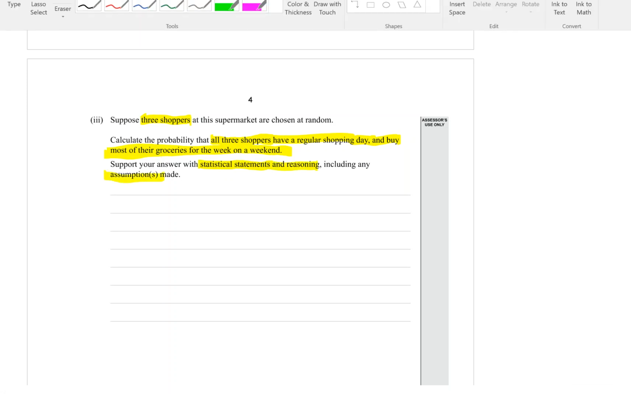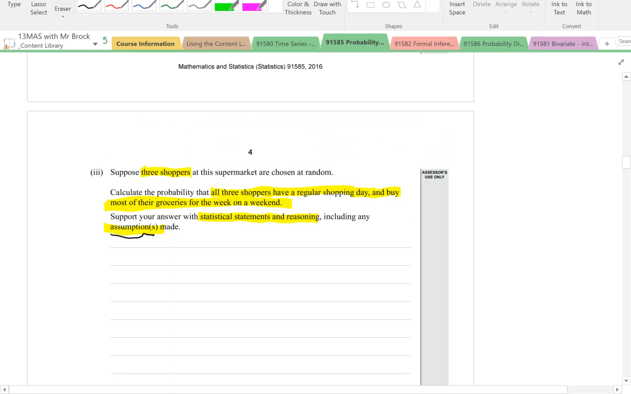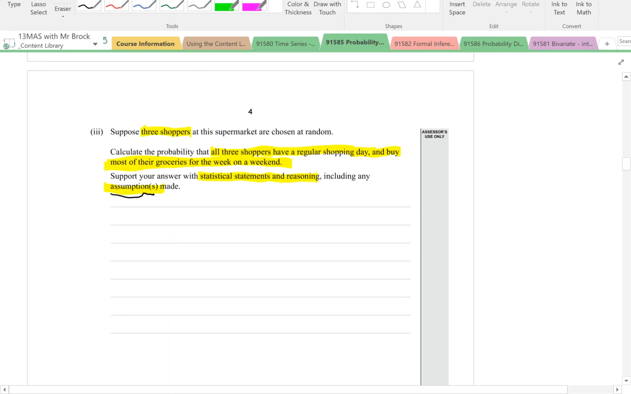So when it talks about assumptions, it means that there are assumptions. You've got to talk about those. And so you don't forget to talk about them, it's a good idea to circle that at the start, because people often forget to and miss out on credit. Okay, so what do we do? If it's asked for all 3 shoppers, you start with 1 shopper.